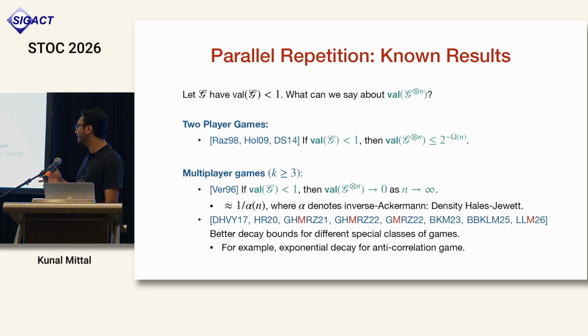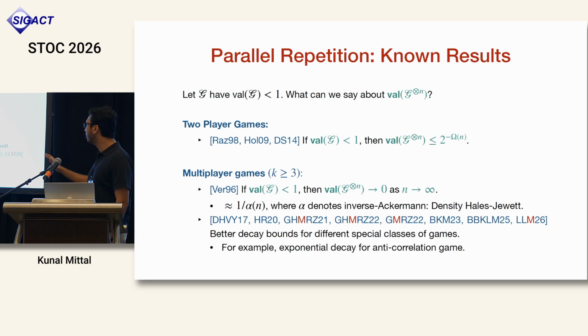But for multiplayer games, the situation is very grim. Essentially, the best result we know for any k-player game where k is at least 3, in the general case, is that if the value of the game is less than 1, then as n tends to infinity, the value of G to the n goes to 0. And the decay bound is something horrible. It's something like 1 over some inverse Ackermann function. And this comes from a black box use of something called the density Hales-Jewett theorem.